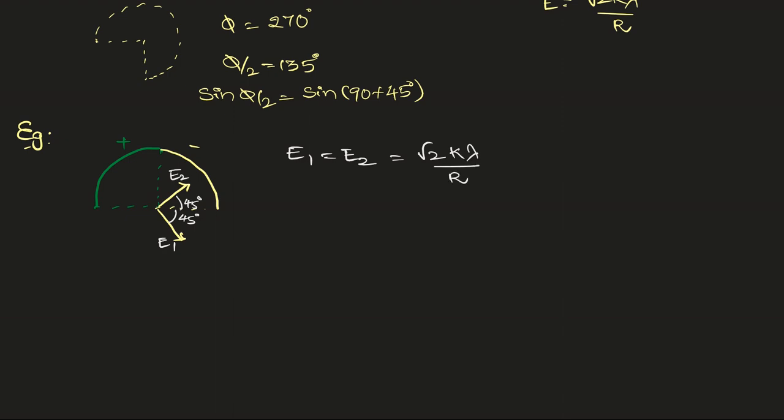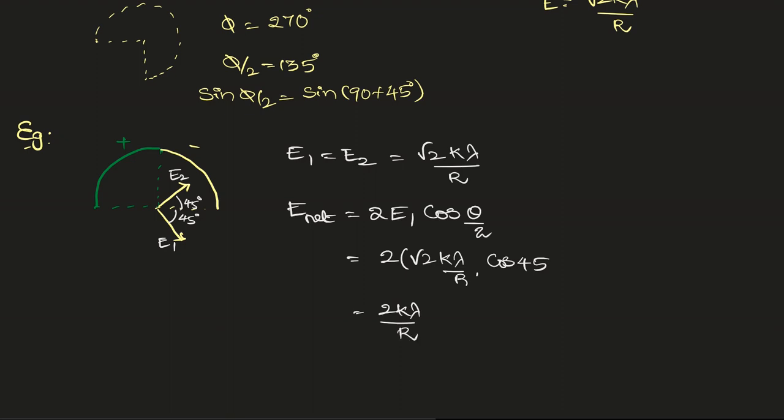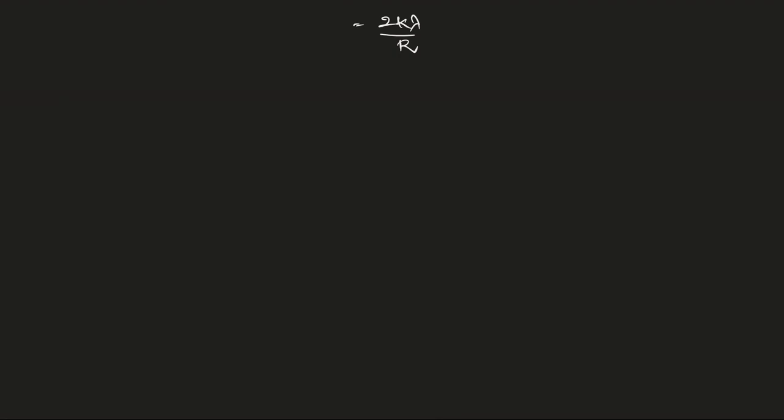The angle between them is 90 degrees. So E net will be equal to 2E1 cos theta by 2. This is from our parallelogram law of vectors. That will be 2E1, which is root 2 k lambda by r, into cos 45. Cos 45 is 1 by root 2. You will get 2 k lambda by r. So these kind of questions also we can expect, and the direction will be along the x-axis like this. And with semi-infinitely long wire and these arcs, we have some interesting models.